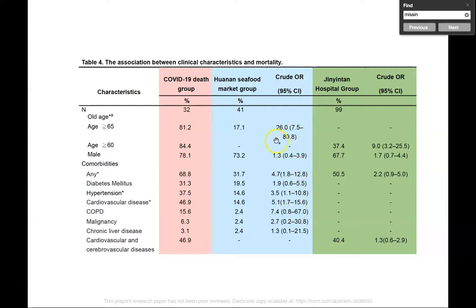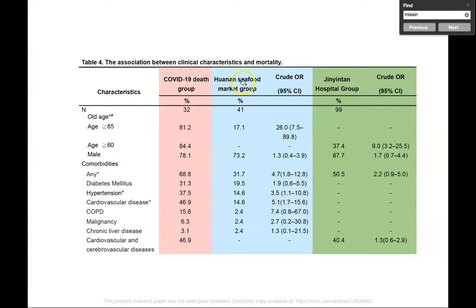So age, definitely a big factor. Having any underlying disease condition was a big factor. Elevated blood pressure was a big factor. Cardiovascular disease, 5.1-fold increased odds. That was significant. So those are comparing the seafood group versus the people that died.